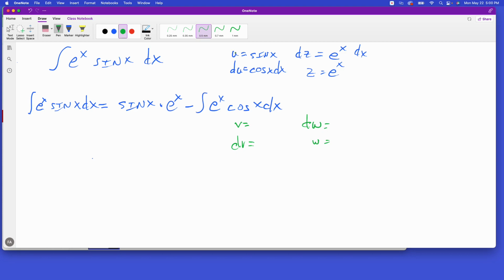So if you let u be sine, I'd let v be the trig functions. If you start off with u being the trig functions, I'd let v continue to be the trig function. So in this case, it's cosine of x. And then that derivative would be negative sine x dx. And you have e to the x dx as your dw, which means that w is e to the x.